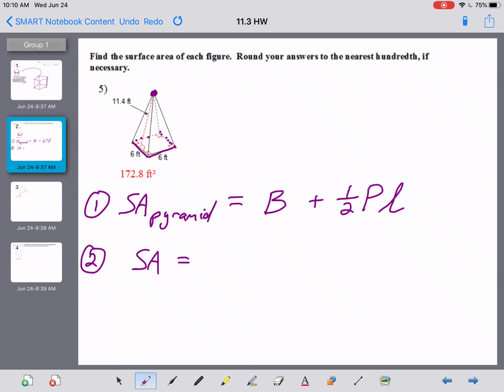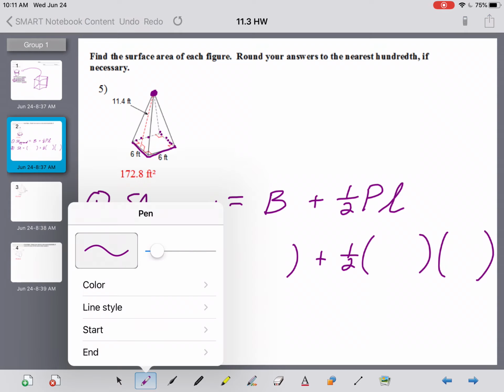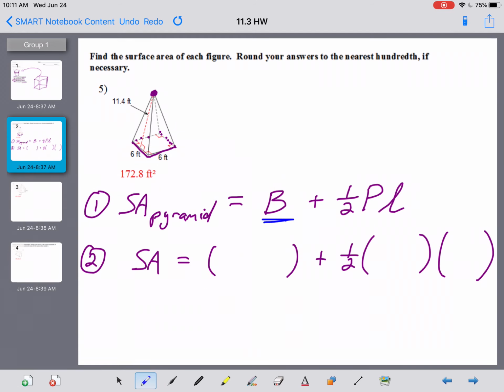Let's see what we need. We don't yet know the area of our base. We don't yet know the perimeter of the base, nor do we know the slant height. So we've got a lot of work to do right here. But luckily for us, none of this is too bad. Capital B, area of the base.